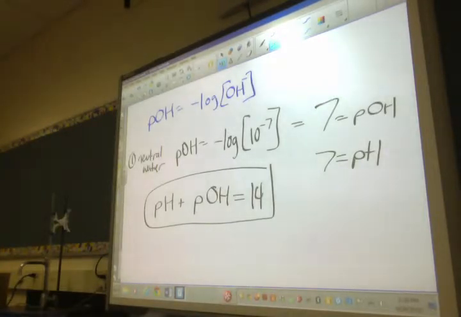Now remember, that 14 means like a logarithmic total. Meaning, altogether, we're talking about 10 to the -14th concentrations. So for neutral, it's 10 to the -7th of this, 10 to the -7th of that, multiply them, add the exponents, 10 to the -14. Let's work through our second example.